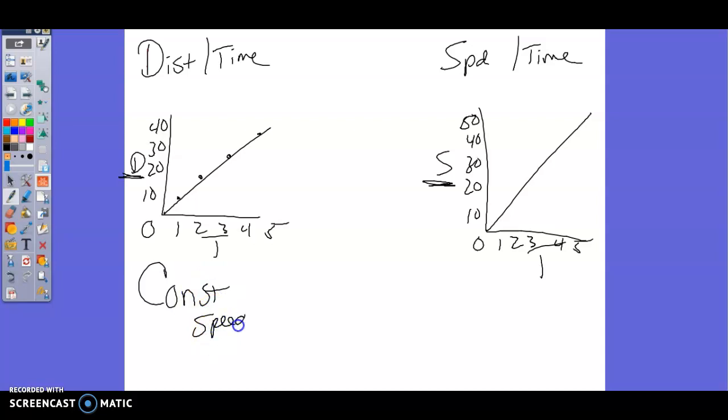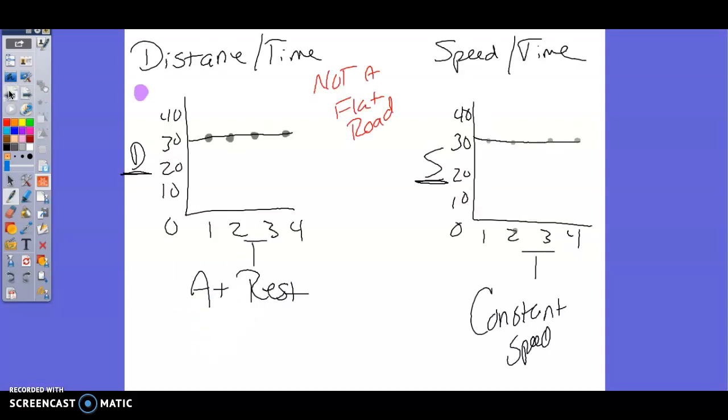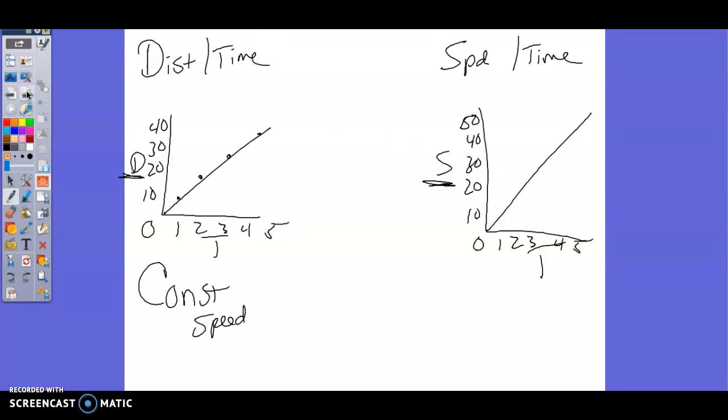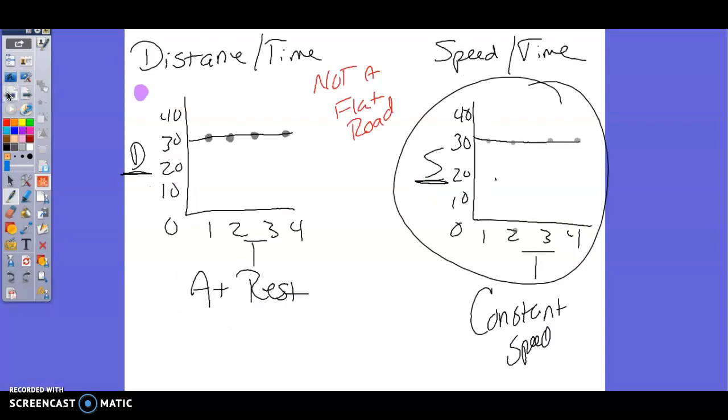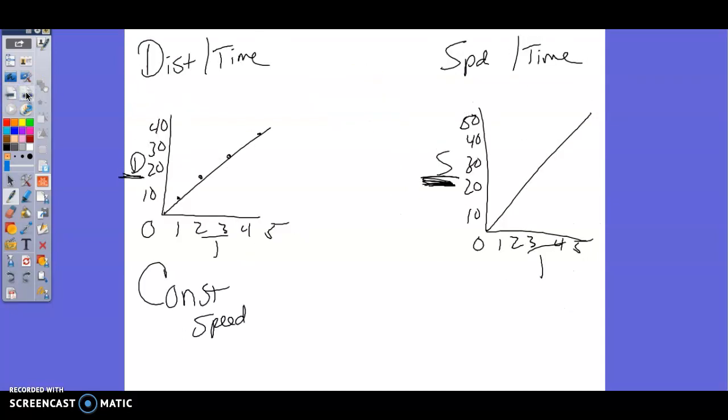But Mr. Bullen, you just said a second ago that this is constant speed. Yes, this is constant speed on a speed graph. This is constant speed on a distance time graph. Big difference. So I look over here at this speed time graph. I know it can't be constant speed. It's going something, so it's definitely not sitting still, so it's not at rest.